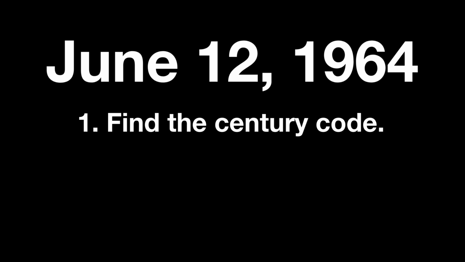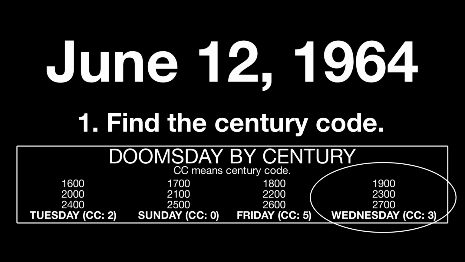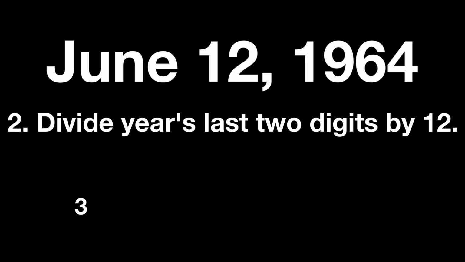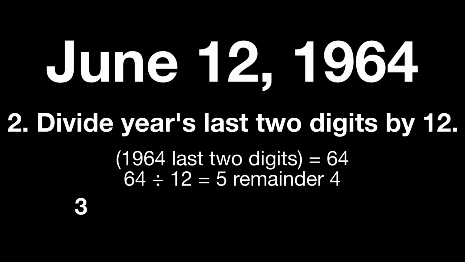So we can now figure out the day of the week of any date. Here's how it works. Here's a random date, June 12, 1964. First, we need to find the doomsday of the century. 3 is the century code of 1900. Place 3 here. Then, divide the last two digits of the year. 64 divided by 12 equals 5, remainder 4. So the answer of the division is 5 and the remainder is 4.